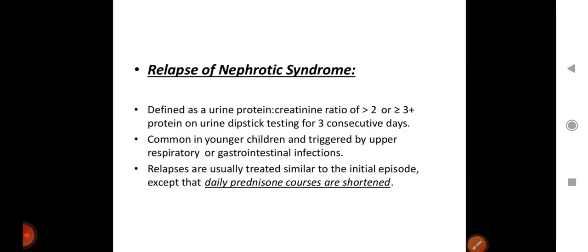Now, relapse of nephrotic syndrome. I know it's getting very long now, this lecture, but we should finish it as soon as possible.